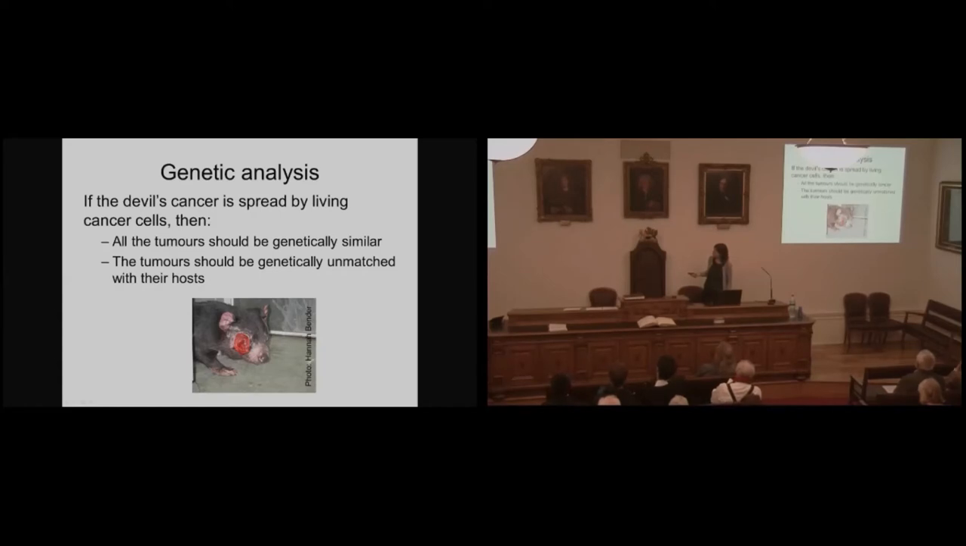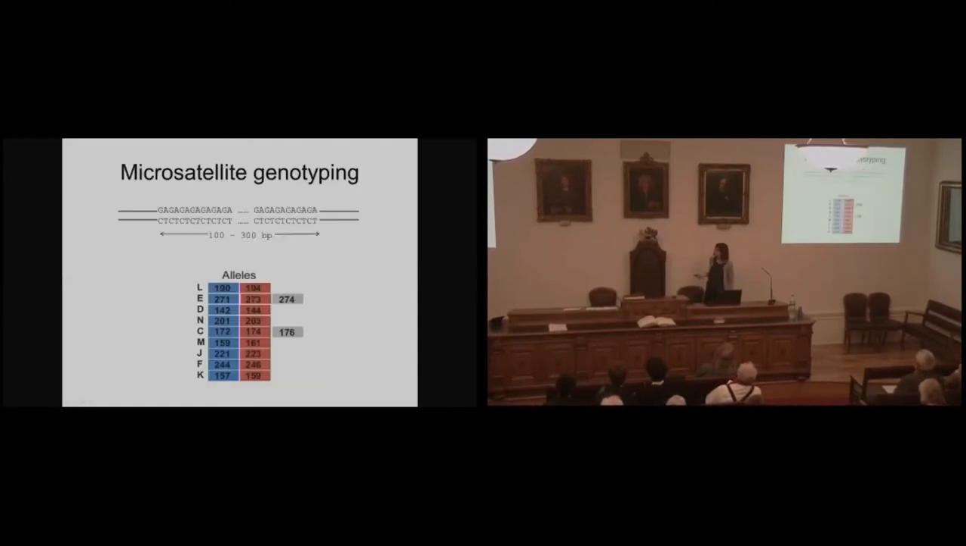So if we were to take some tissues from this devil's normal tissues and from his tumor tissue and compare them to each other, we should expect to find that they are genetically unmatched, just like you and the person next to you are genetically unmatched because you're different individuals. This tumor arose in a different individual and actually belongs to a different individual. So we put this to the test using what's called microsatellite genotyping.